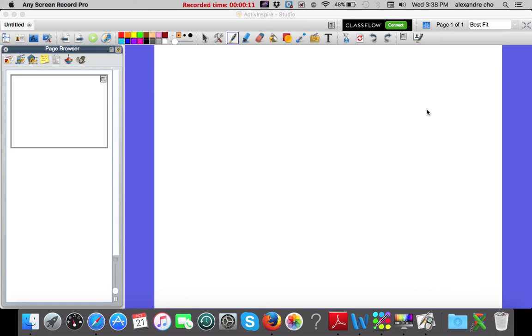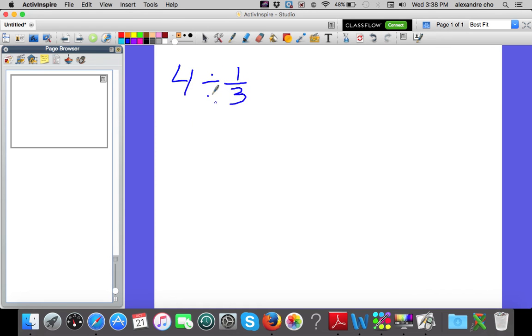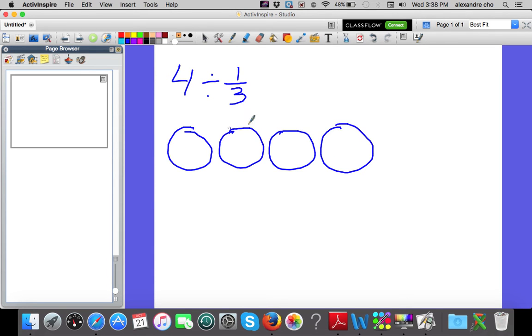Okay, here we go. First one, 4 divided by a third. Let's see. So 4 divided by a third. You have 4 units, 4 of something. I'll interchange between circles and rectangles, okay? Since I already drew a circle, 4 divided by a third.